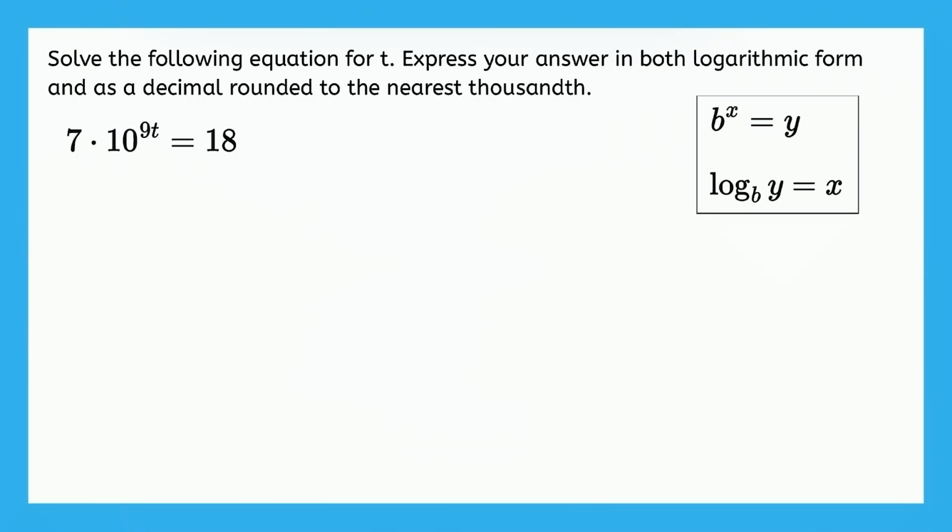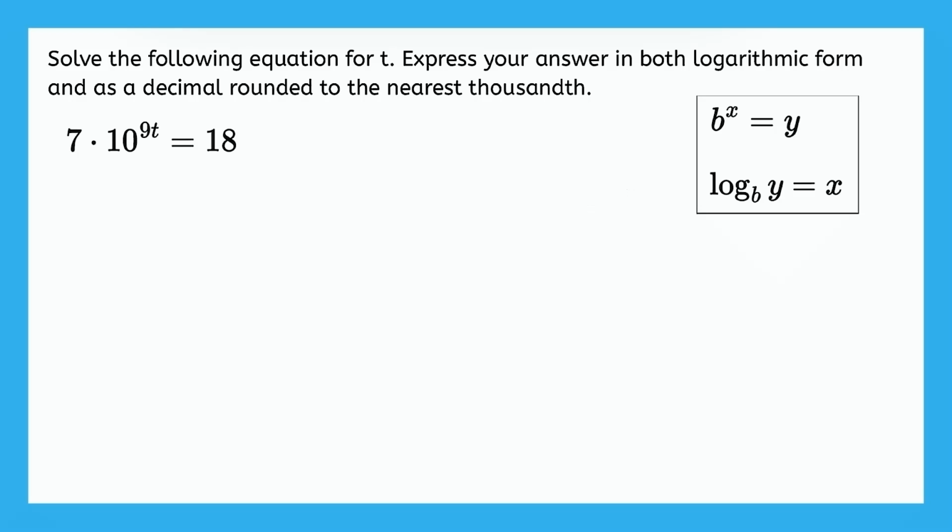So we are told to solve the following equation for t. Notice that t is in the exponent right here. And we need to express our answer in two different ways. First of all, in logarithmic form. And then after we find logarithmic form, we'll need to express this as a decimal rounded to the nearest thousandth. And I chose to give us our old guide that we learned a few lessons ago that shows us the relationship between an exponential equation and a logarithmic equation, and this will definitely come in handy.